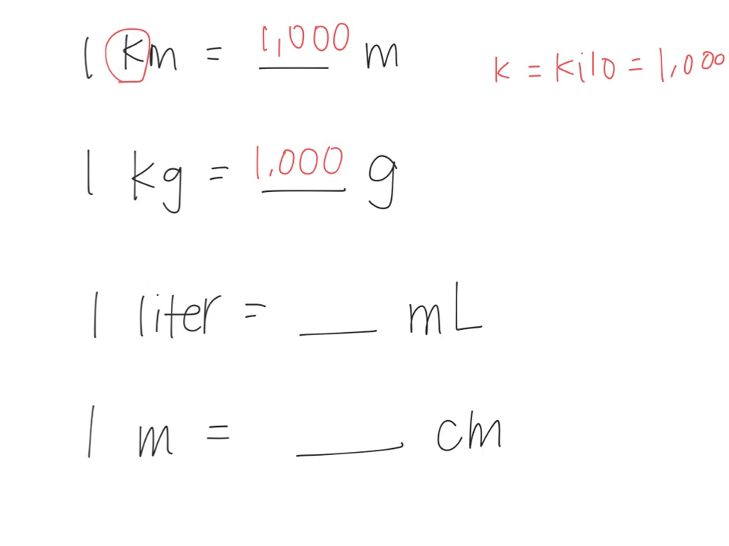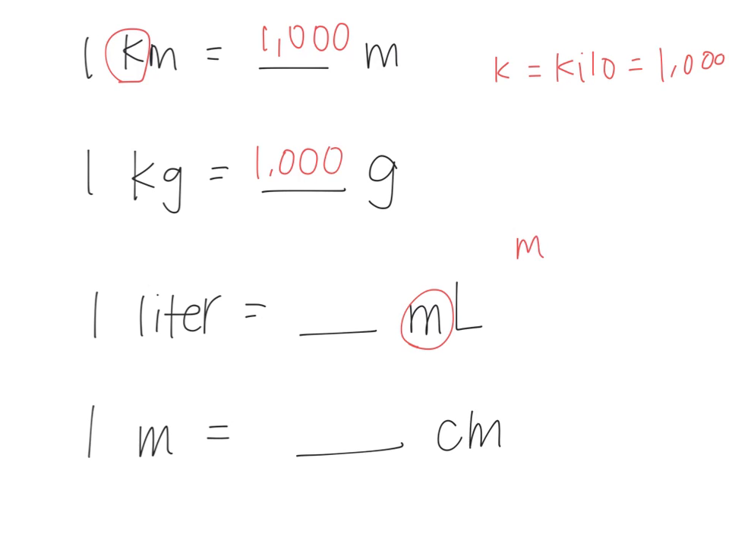So which one's bigger then, a kilogram or a gram? If I were to tell you, I could either give you 1 kilogram of gold or 1 gram of gold, which one would you choose? 1 kilogram. Because how many grams of gold would it take to equal 1 kilogram of gold? 1,000.